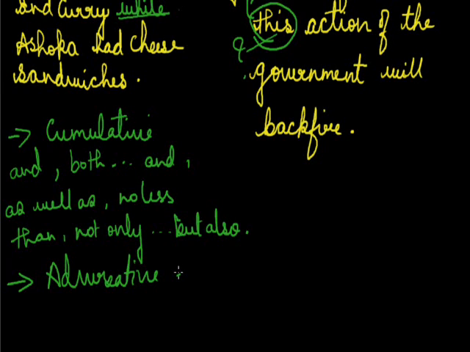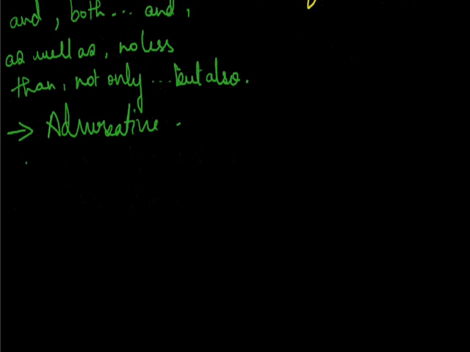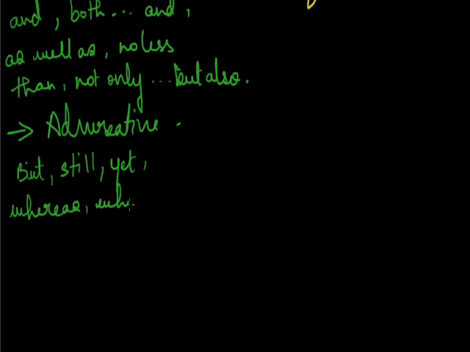Adversative conjunction is a conjunction that expresses opposition or contrast between two statements. But still, if you use this conjunction, the two statements will have their individual identity, the equal rank. The conjunctions which we use in adversative conjunction are but, still, yet, whereas, while, only, nevertheless.